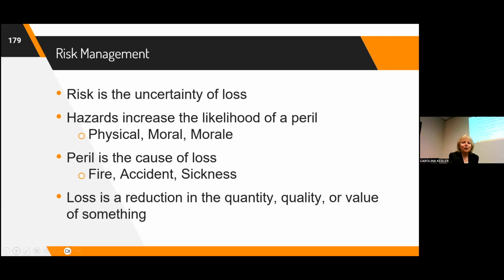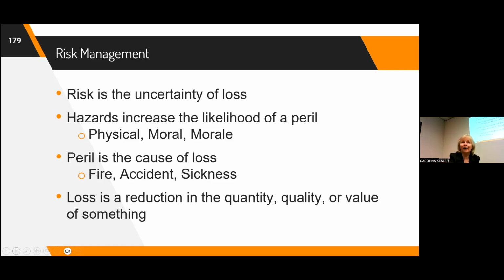We can do it. Risk is the uncertainty of loss, right? Hazards increase the likelihood of a peril. A peril is the cause of a loss, right? Physical, moral, or morale hazards. I like to say morale hazards, right? That's usually driving under the influence. Driving too fast would be a morale hazard.